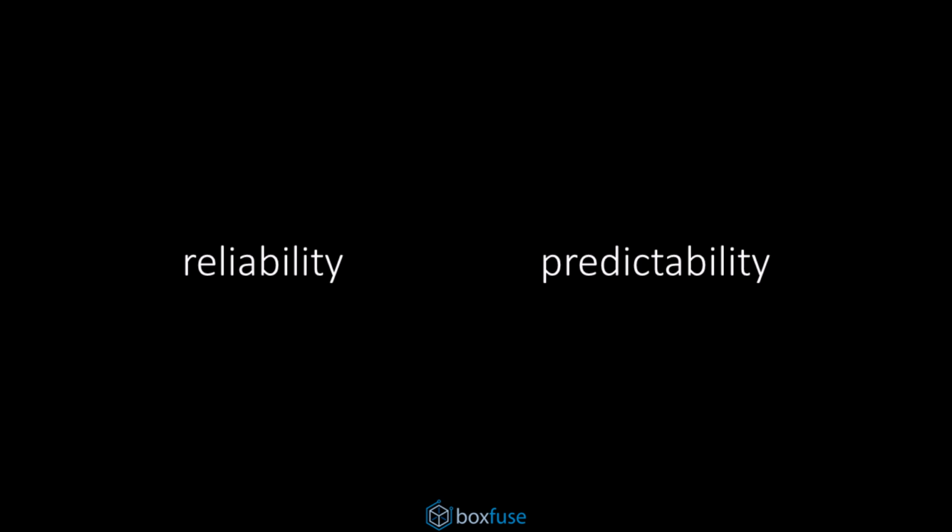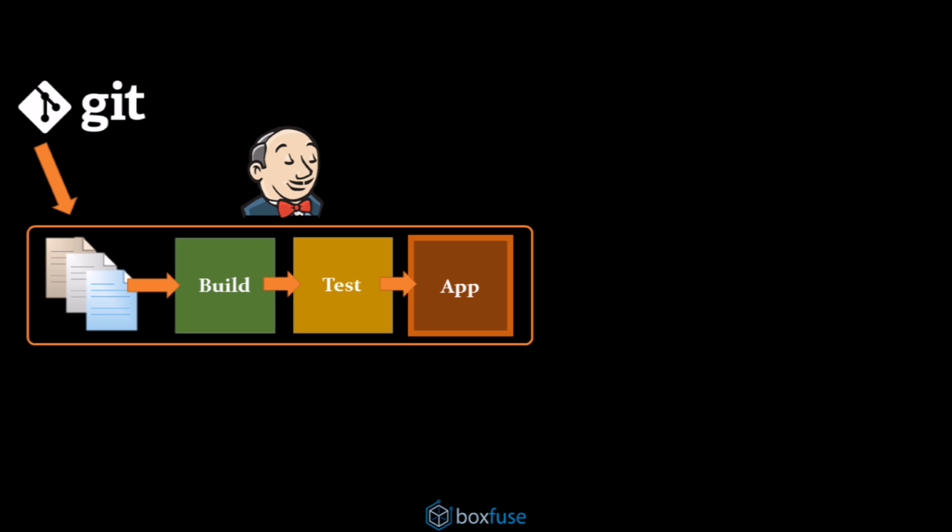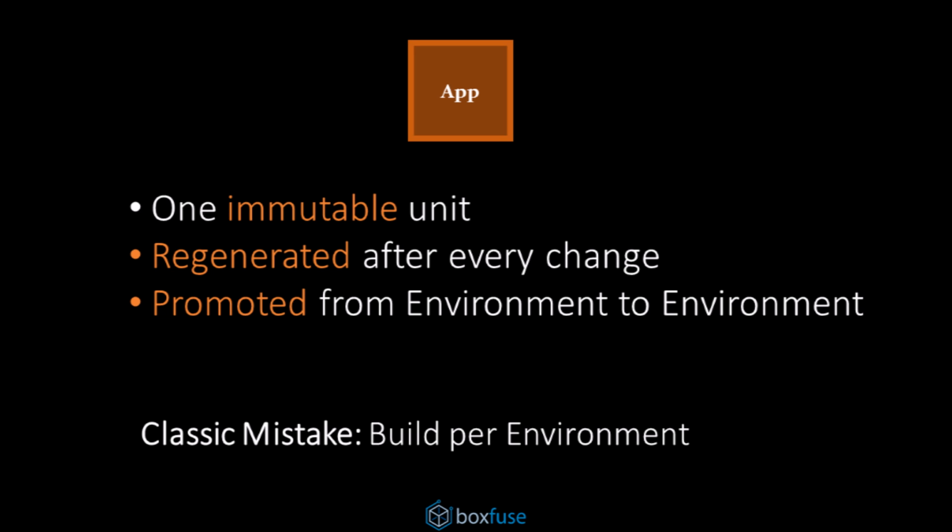When it comes to releasing and deploying software, the last thing we want is surprises. What we need is reliability and predictability. This is why we use continuous integration to build, test, and package our applications. We create one immutable unit that is regenerated after every change and promoted from environment to environment. This way, we avoid the classic mistake of building one artifact per environment, and instead we make sure that what we run in production is what we tested in test.